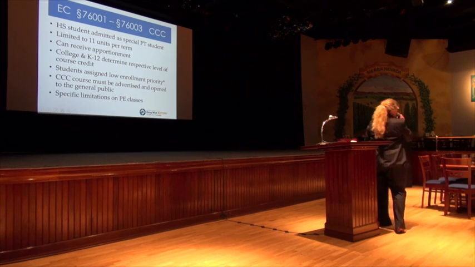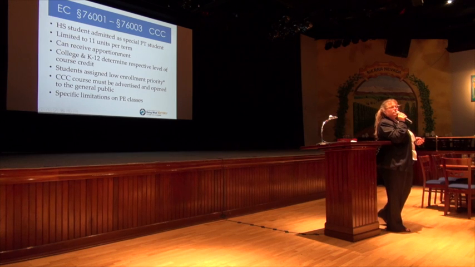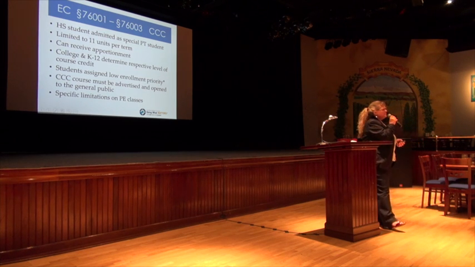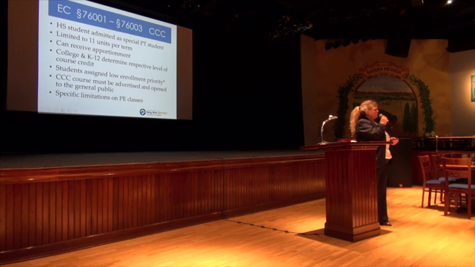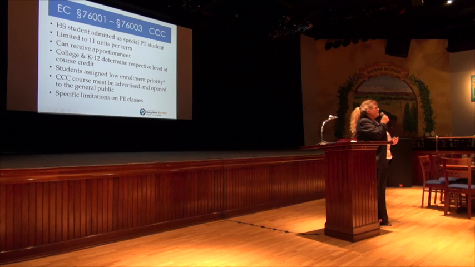Colleges now have to have some policies too. The students from the high school are called special admit part-time students. They're limited to 11 units per term. How many of you have districts where you have students taking 11 units in a semester? Anyone? So a couple. Colleges can receive apportionment. Colleges and K-12s determine the respective level of course credit. So is it going to be high school transcripted or college transcripted? Students are assigned low enrollment priority.